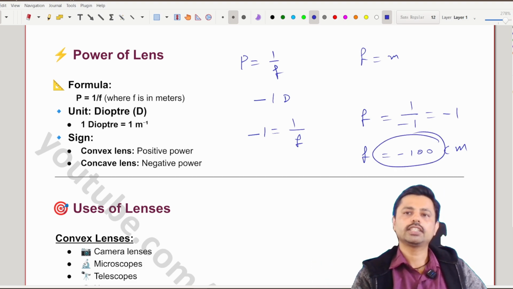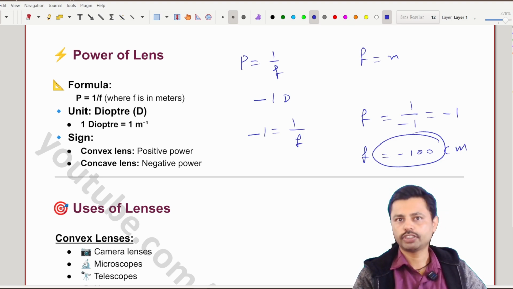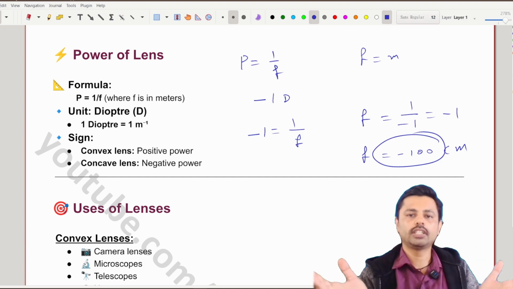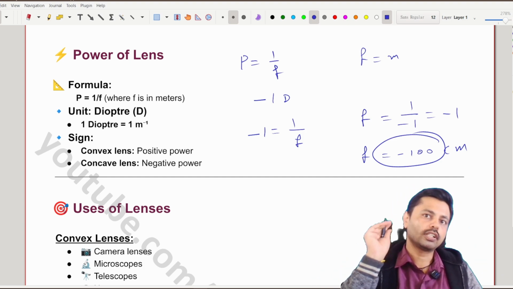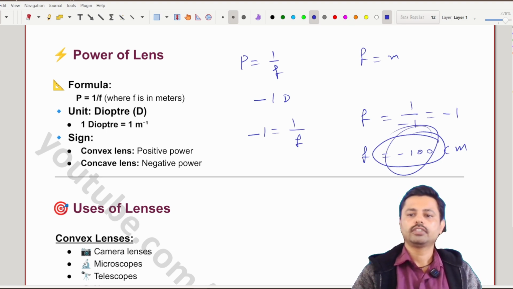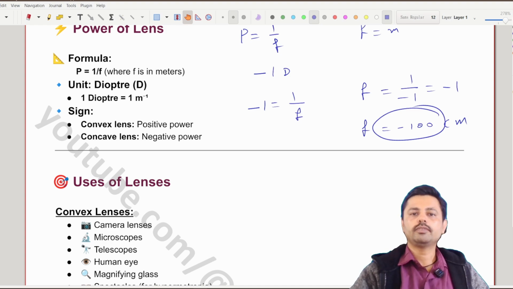And it means she has the defect of myopia, that will come in the Human Eye and Colourful World chapter. Myopia makes the object too much enlarged and focuses before the retina itself, and to adjust that, we need to put a concave lens. Similarly, if the power is positive, it means it's a convex lens, easy.